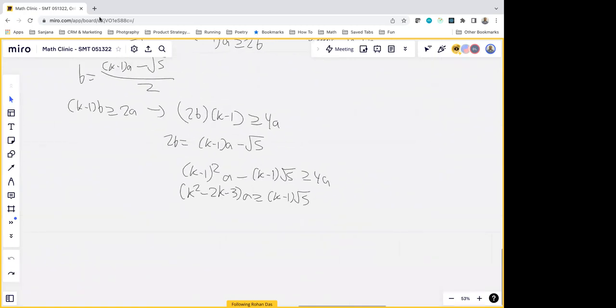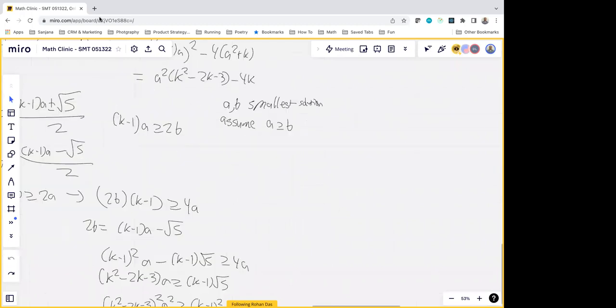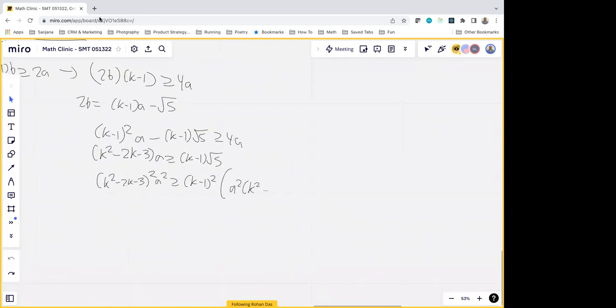And we can square and expand this to get (k squared minus 2k minus 3) squared a squared is greater than or equal to (k minus 1) squared times a squared times (k squared minus 2k minus 3 minus 4k). And we can expand this, and first we can rearrange, move all the a squared terms to one side, and that gives us that a squared times (k minus 1) squared (k squared minus 2k minus 3) minus (k squared minus 2k minus 3) squared is less than or equal to (k minus 1) squared times 4k.